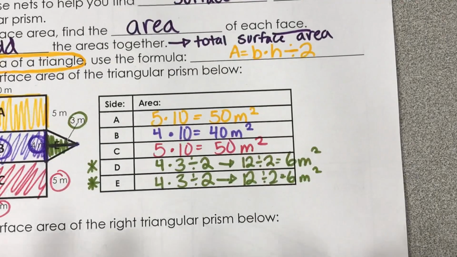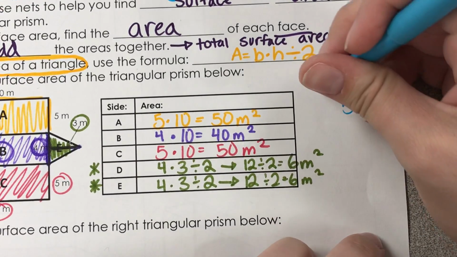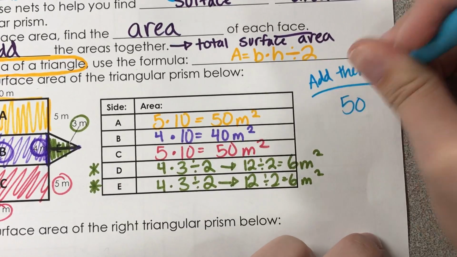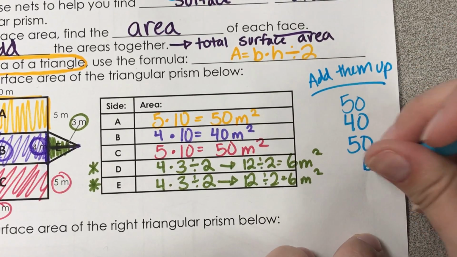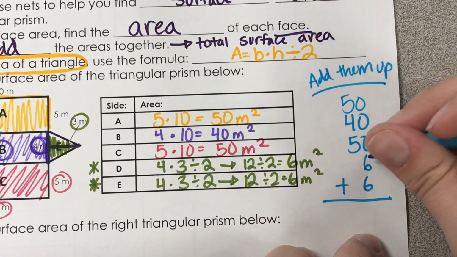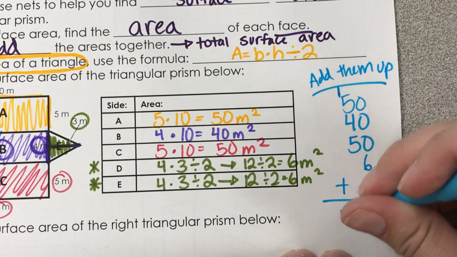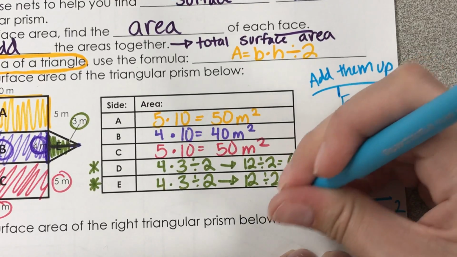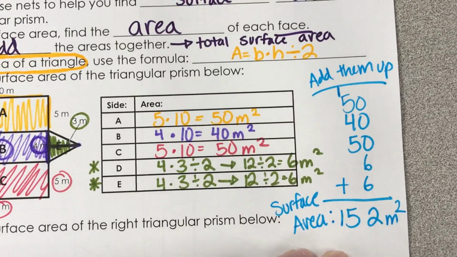All right. The very last portion, I'm going to go ahead and get a new color. So I have 50. I'm going to write up here, add them up. 50 plus 40 plus 50 plus 6 plus 6. 6 plus 6 is 12. And then I have 10, 15. My answer is 152 meters squared. That's my surface area. That's what we're practicing today.